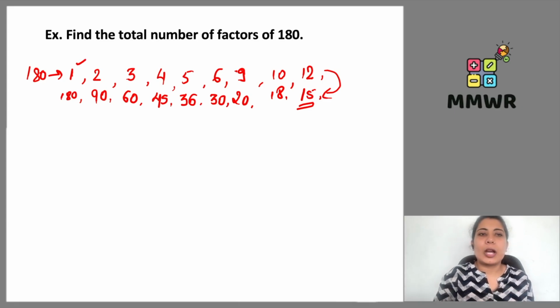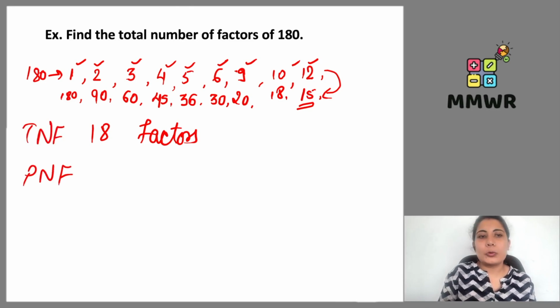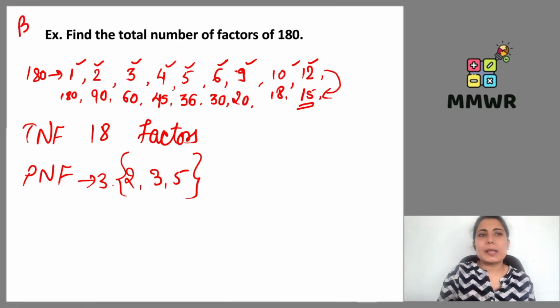So how many factors are there? 1, 2, 3, 4, 5, 6, 7, 8, 9, and 9 more. Total 18 factors are there. Okay. So total number of factors, how many are there? 18 are there. Out of them, how many of them are prime? 2, 3, 5. 3 of them are prime. Okay. 3 factors are prime. These 3 factors are the prime factors here. 2, 3, 5.